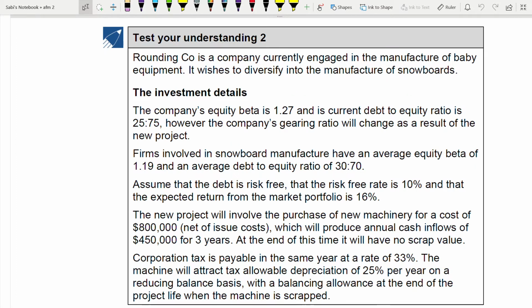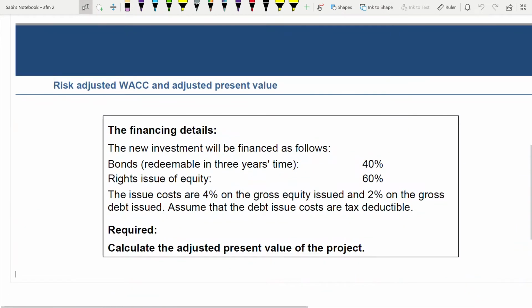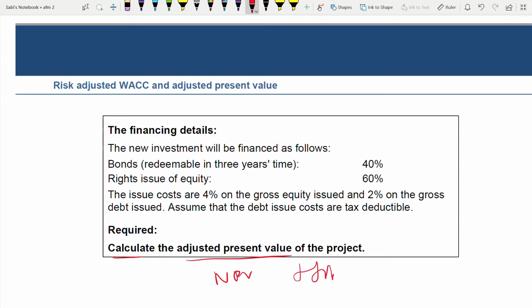For example, this question: calculate the adjusted present value. The moment you see the word calculate and you know it is adjusted present value, just visualize what the format is. You first need to calculate net present value, correct? Then the financing effect. So you visualize what comes in net present value: all the sales, the cost, the tax, tax allowable depreciation, working capital, investment. You need to find a WACC.